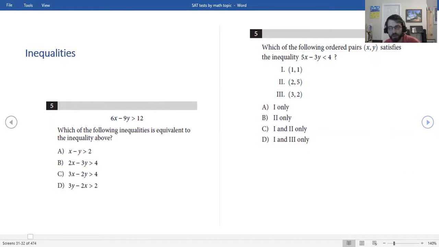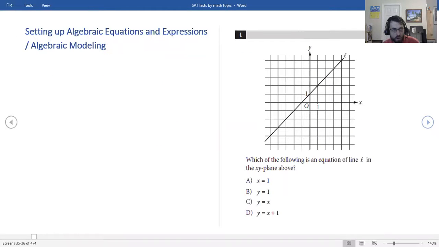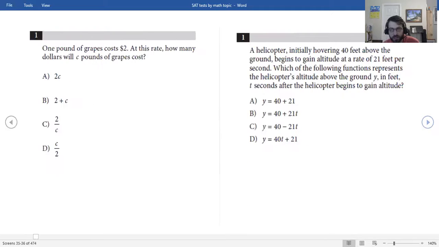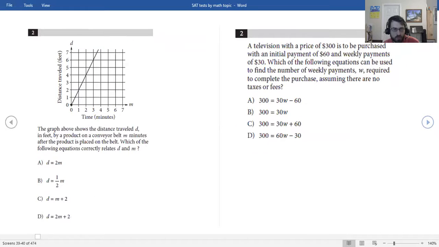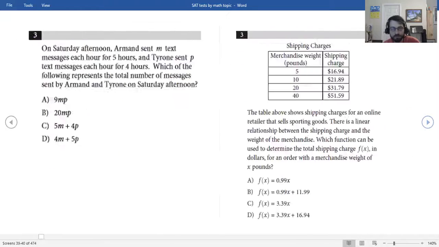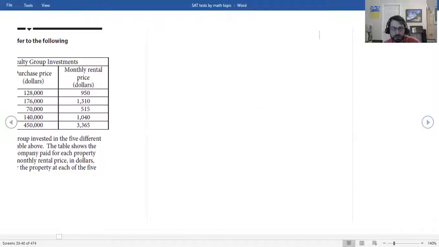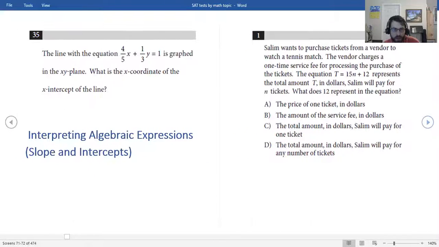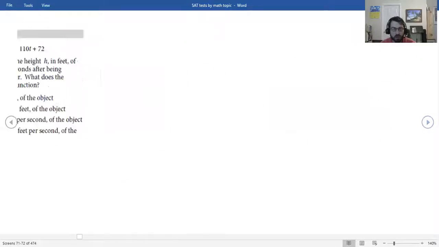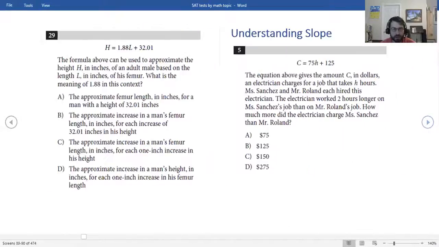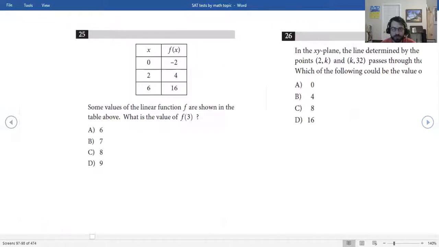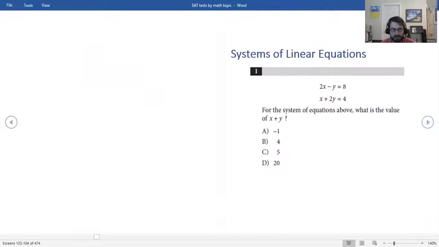I have some inequalities with one variable or almost one variable. Setting up algebraic expressions, algebraic modeling, like making a problem into an equation. A lot of those. Then we have some slope and intercept, like what do the slope and intercepts mean, interpreting them. We have some calculating slope problems, slope equation. We have some systems of linear equations.